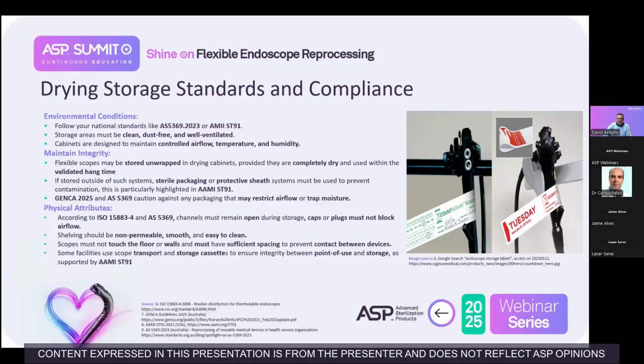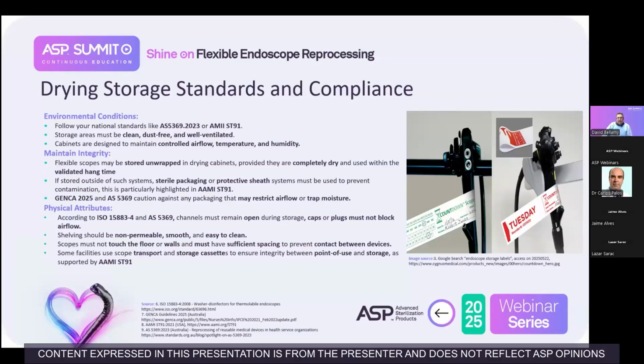As we move forward, we're getting into maintaining the integrity. Flexible scopes may be stored unwrapped in drying cabinets, provided they are completely dry and used within their validated hang time. If stored outside, systems such as sterile packaging or a protective sheath must be used to prevent contamination. This is particularly highlighted, with good references in ST91 if that's what you're doing. Also GENSA and 5369 caution against any packaging or storing that may restrict airflow or, of course, trap moisture.